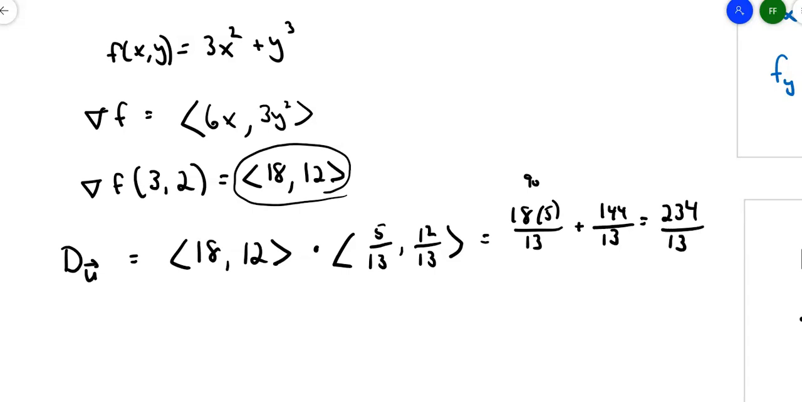Grab a calculator. If I take 234 and divide it by 13, you know that comes out to be a whole number. It comes out to be exactly 18. So 18 is the rate of change in the direction of u. So that's the rate of change in the direction of that particular vector, that vector that goes 5 over and 12 up.